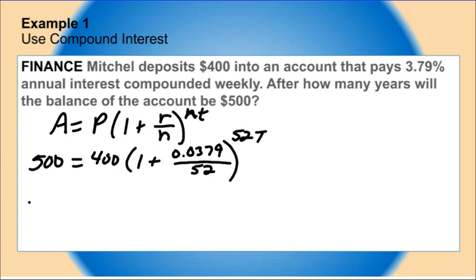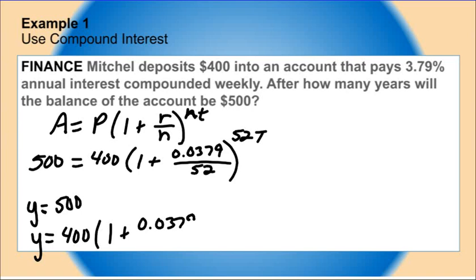So our one equation would be y equals 500. Each side of the equal sign is one equation, and the other one would be y equals 400 times, and I'm going to simplify in parentheses what I have there. So this would be 1 plus 0.0379 divided by 52, which will give us a longer decimal, but I'm going to keep this because we don't want to estimate until the very end. So I'm going to put this whole thing down, raised to the 52t power. Those are our two equations, and then we're going to graph them.